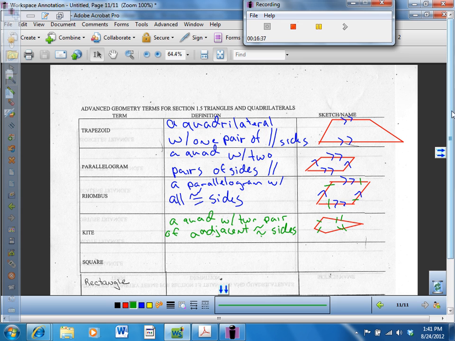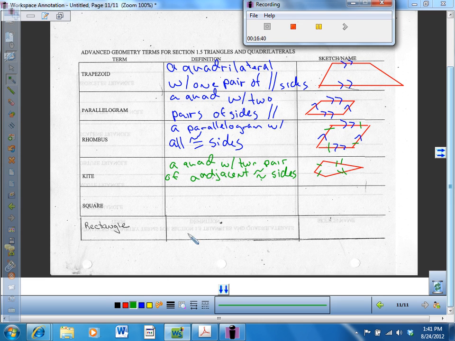Let's jump to rectangle. Try to use some of these other things to define rectangle. Who's going to use one of those other things to define rectangle? Is it a quadrilateral with two pairs of parallel sides? Yeah, we have a quadrilateral with two pairs of parallel sides, but what's special about a rectangle on top of that? Oh, all right angles. Good, okay?